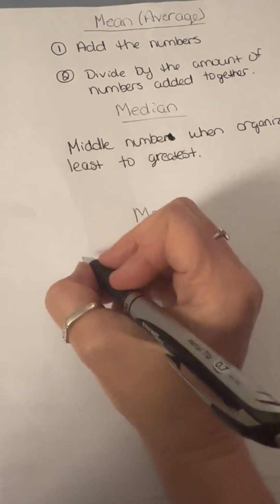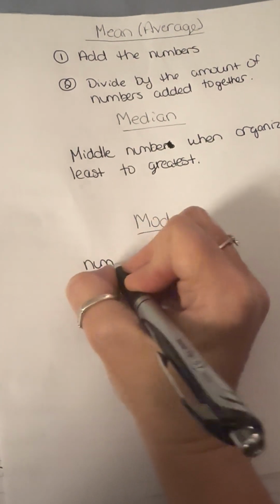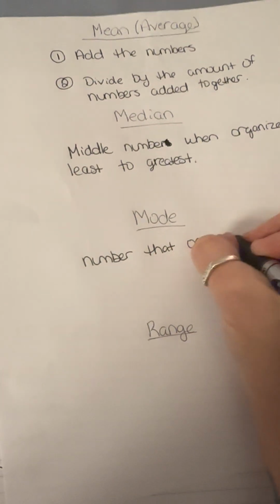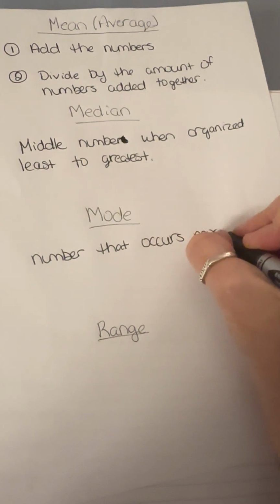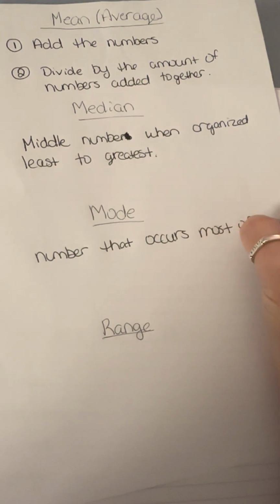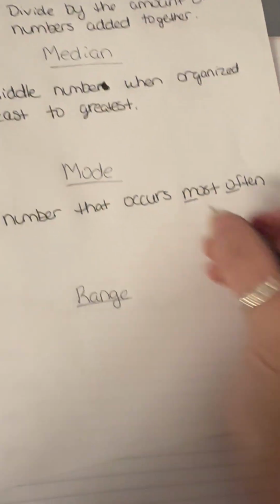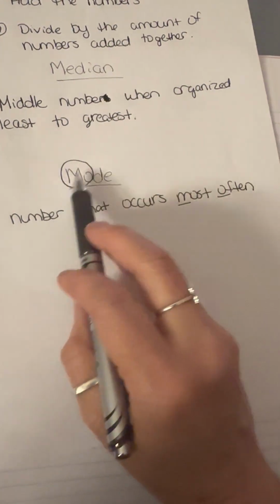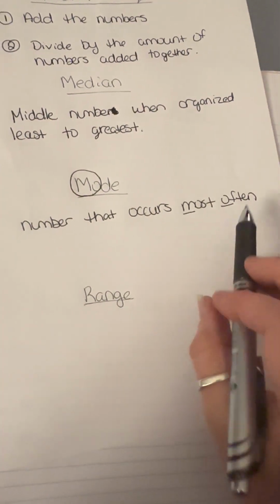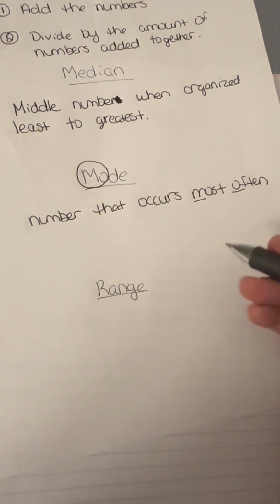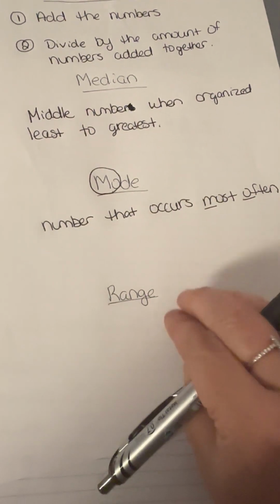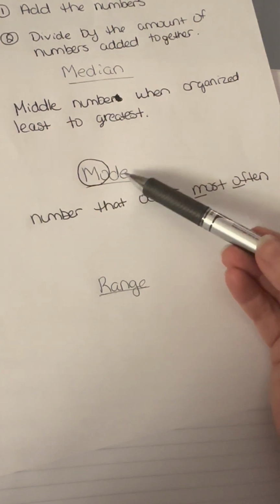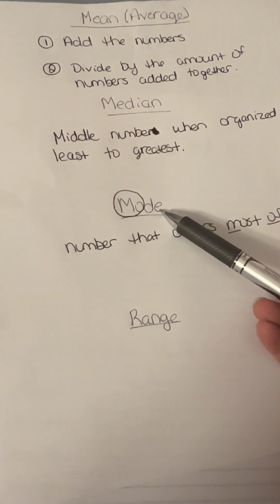Now we get to mode. Mode is the number that occurs most often. And I like to tell my students that most often starts with the letters M-O, and so does mode. So it can kind of help you remember that mode is the number that's most often. So the thing about a mode is you can have one mode, no modes, or more than one mode. And we're going to have some examples of that. This is the only one where you can have more than one potential answer.